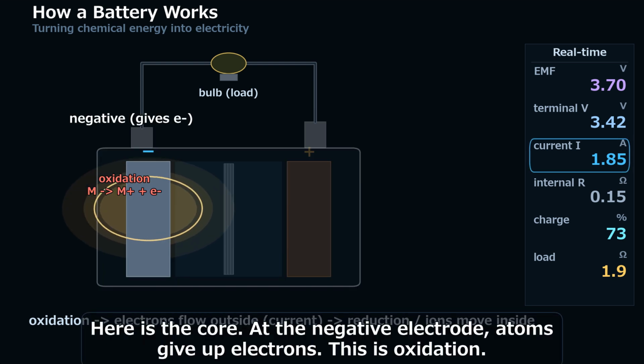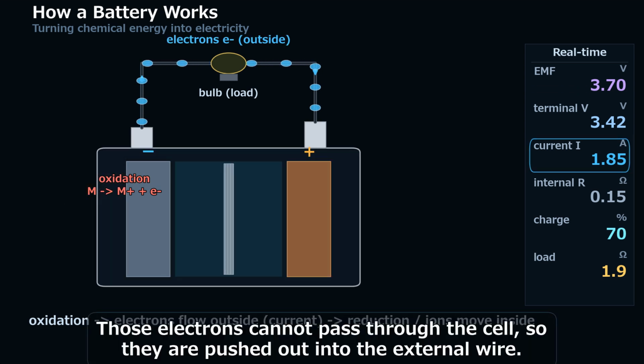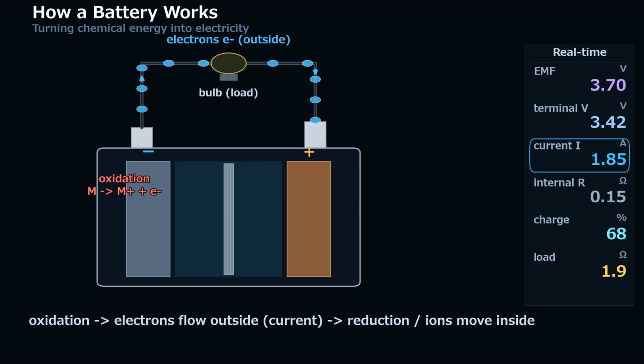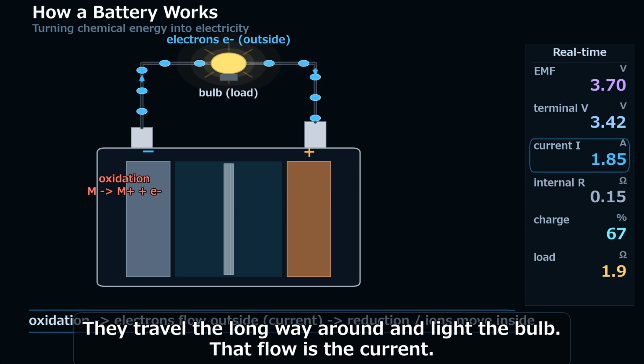Here is the core. At the negative electrode, atoms give up electrons. This is oxidation. Those electrons cannot pass through the cell, so they are pushed out into the external wire. They travel the long way around and light the bulb. That flow is the current.